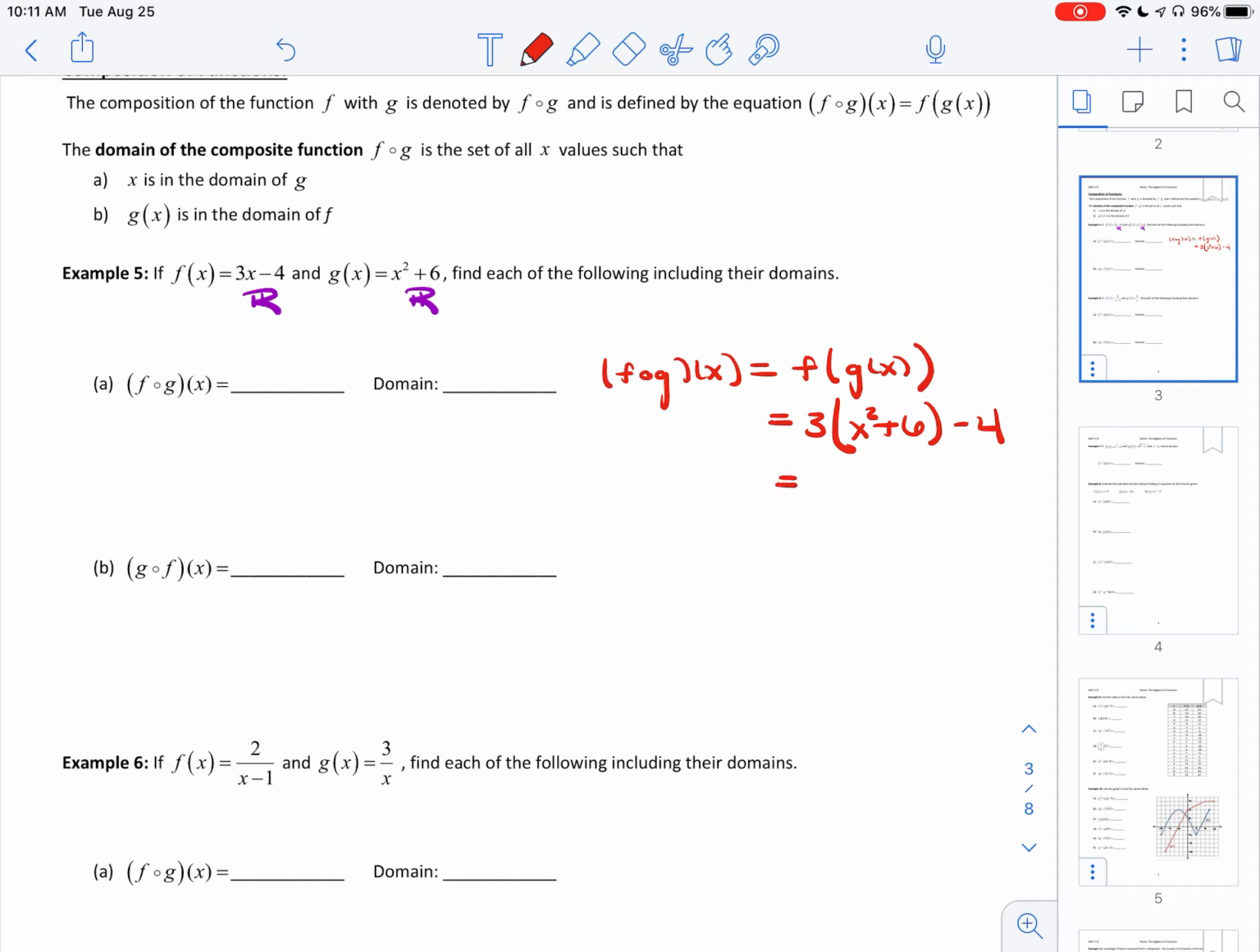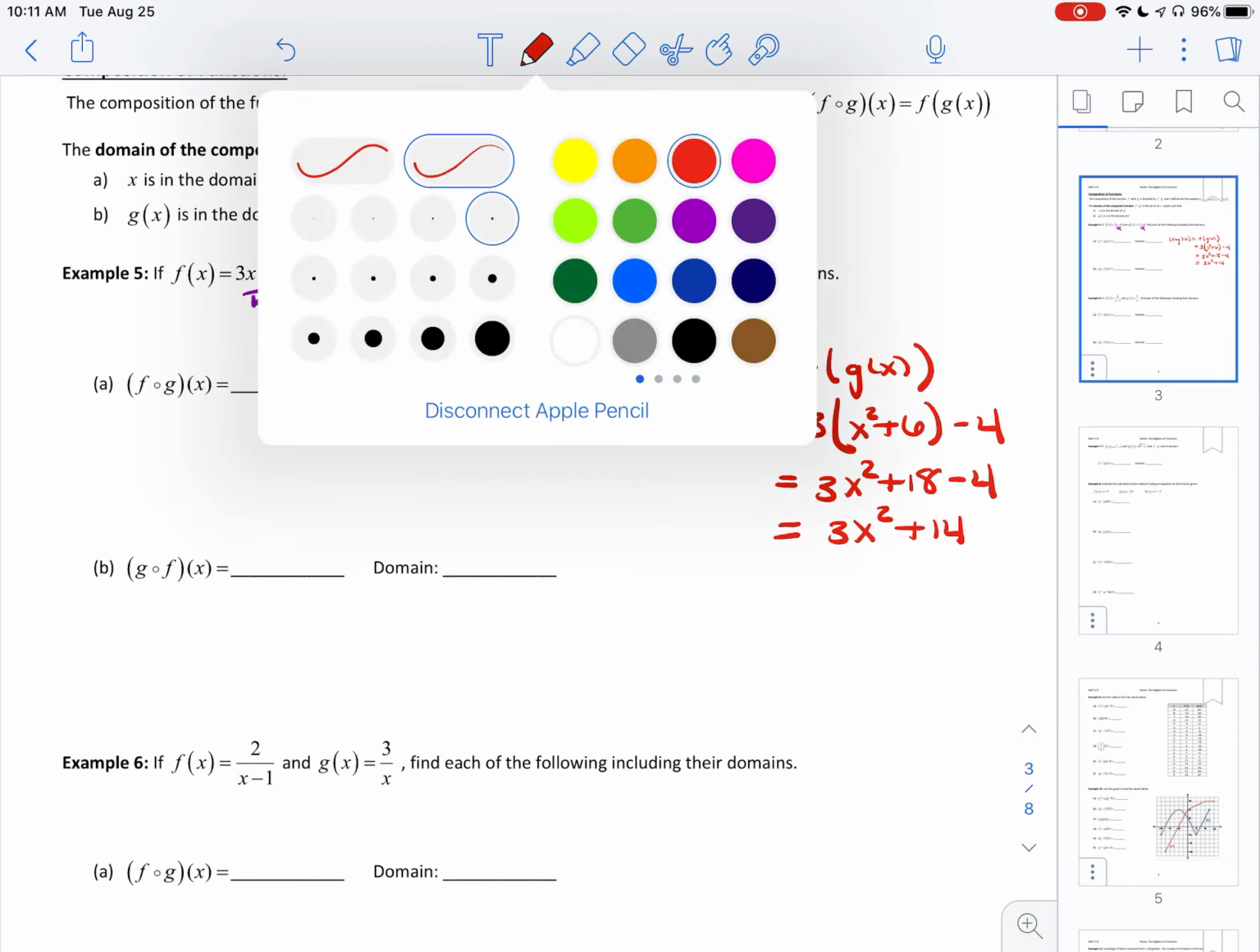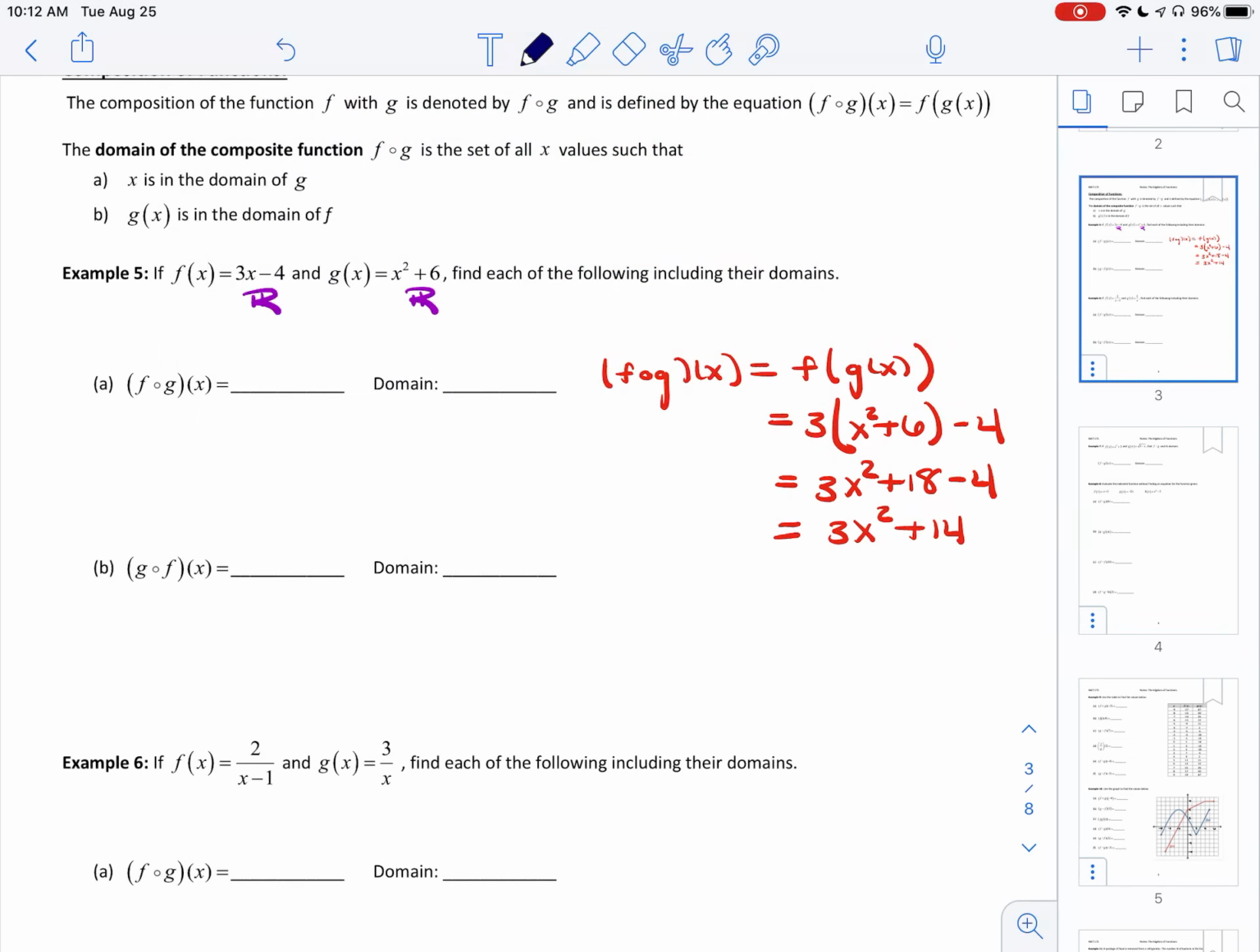So distribute the 3 in. So 3x squared plus 18, still minus the 4, and combine our like terms. So 3x squared plus 14. All right, so our new equation is 3x squared plus 14.